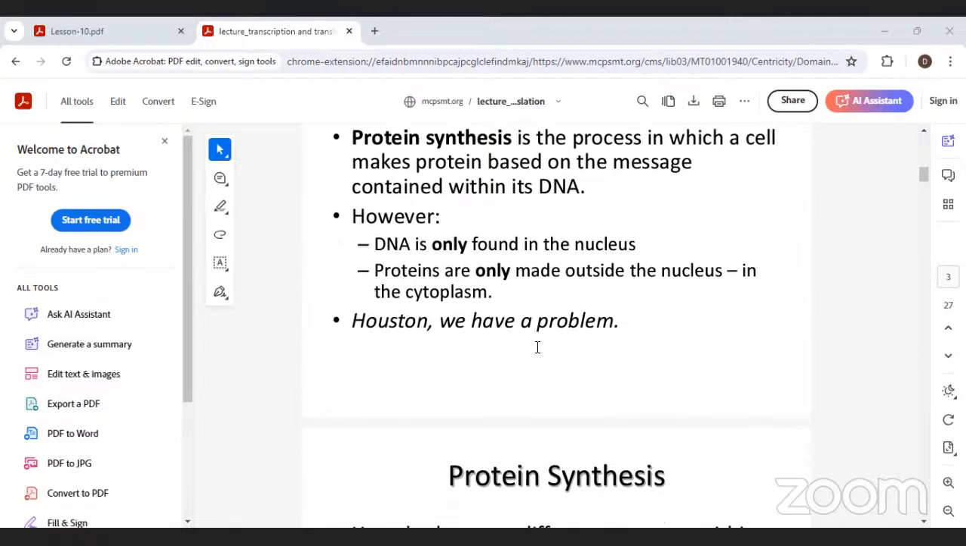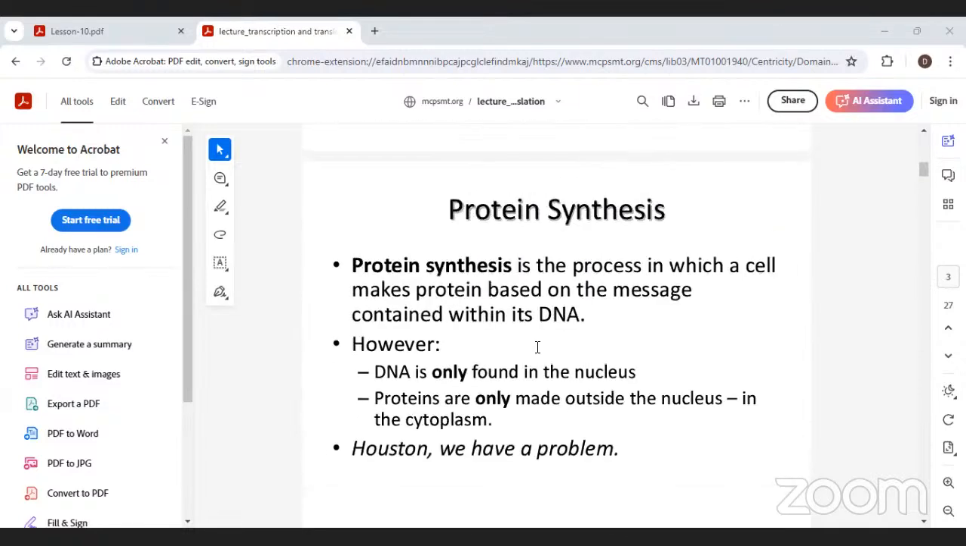What is protein synthesis? Before protein synthesis, we will discuss the central dogma. The flow of information from DNA to RNA and to protein is called the central dogma. That is, DNA forms mRNA by transcription, and mRNA forms protein by translation. Transcription and translation together are called the central dogma.